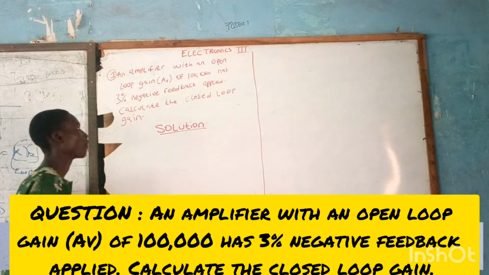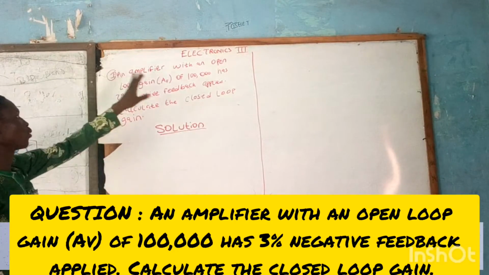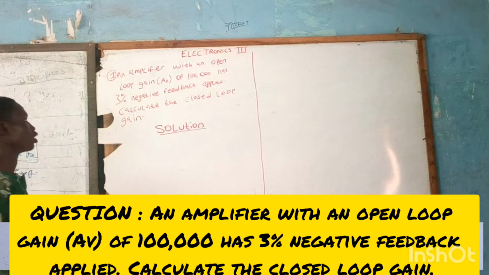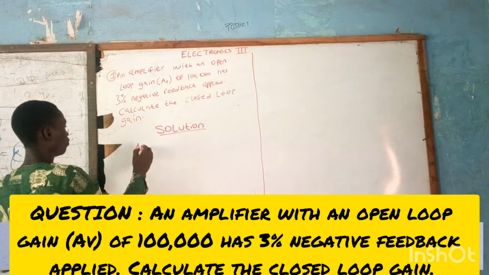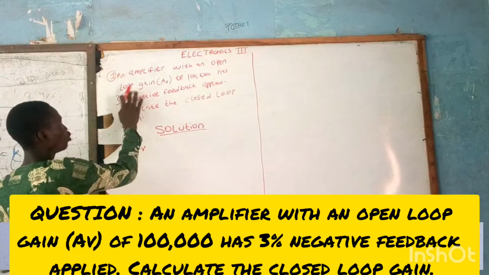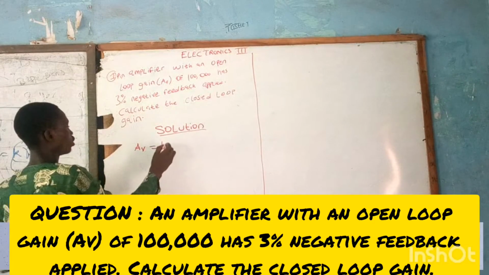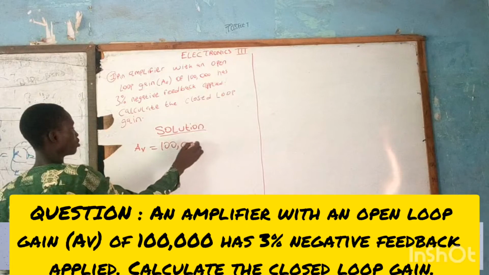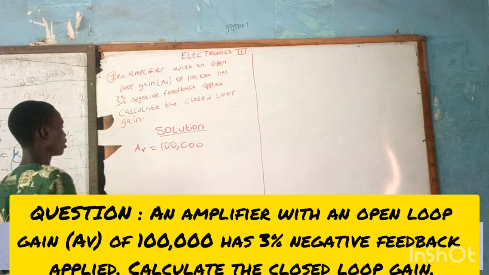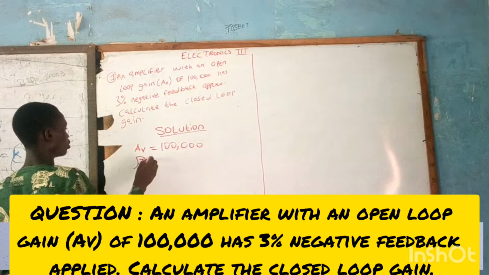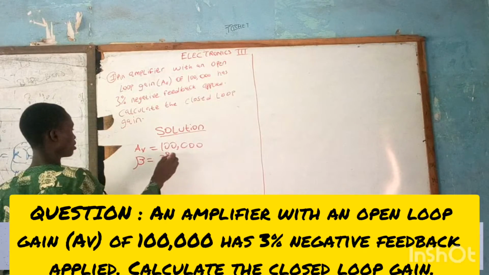Solution. We are given an open loop gain, A, equal to 100,000, and we have 3% negative feedback. That is our beta, 3%.